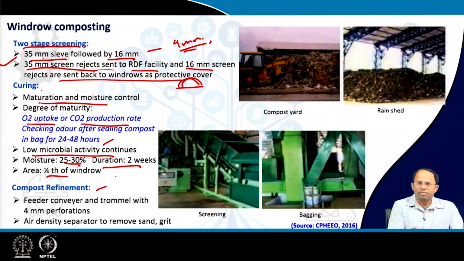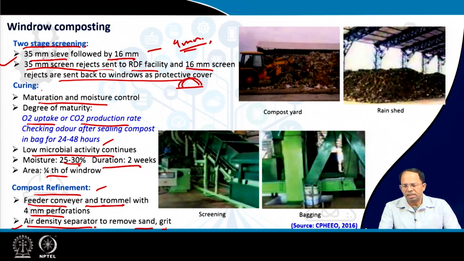Finally, once the final compost is matured and ready, we can refine it by sending it through a 4mm screen. It could be a trommel, or a feeder conveyor with a trommel screen, which goes through 4mm perforations. What we are removing is sand and grit, and these could also be removed via an air density separator. These are the different mechanized systems that we learned about earlier. This can be utilized to get very pure compost, which could be sold.